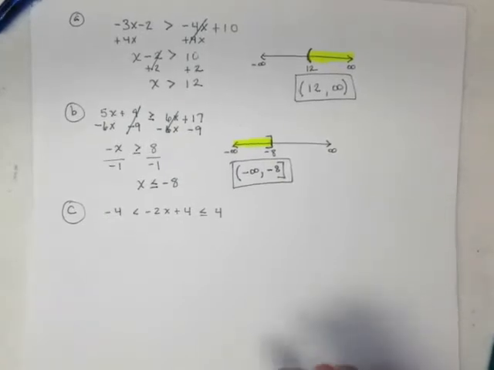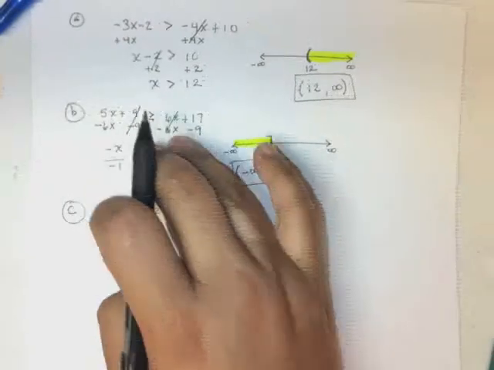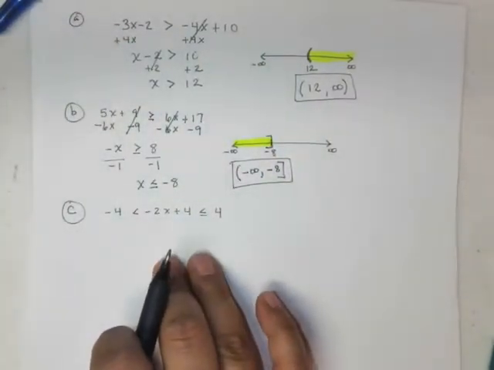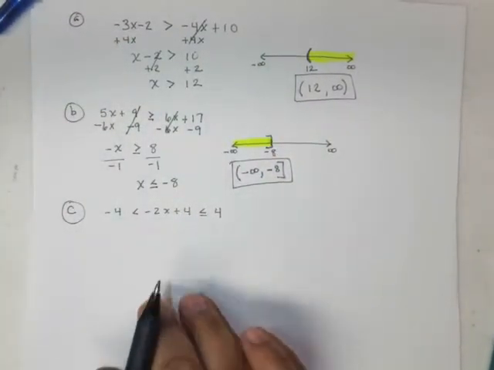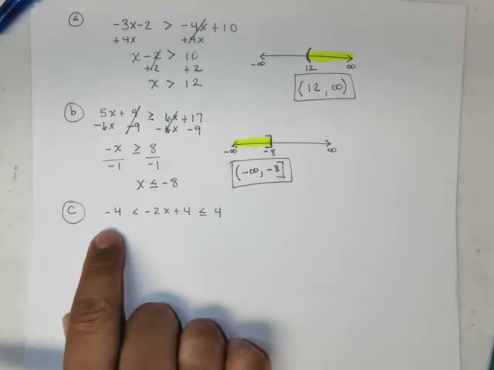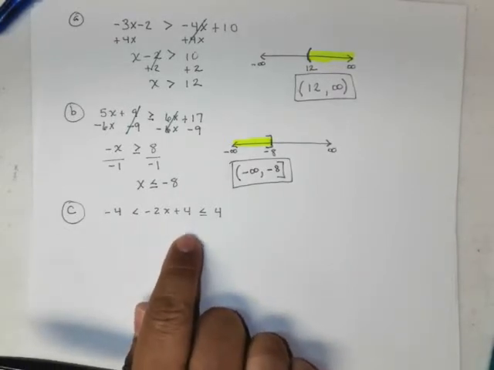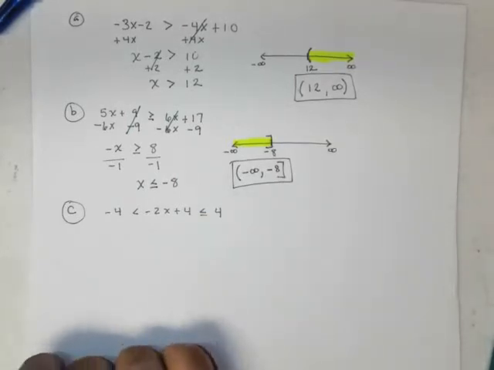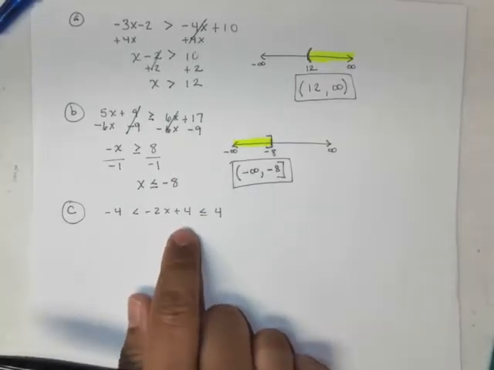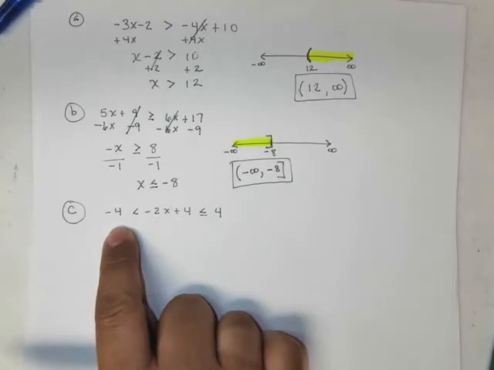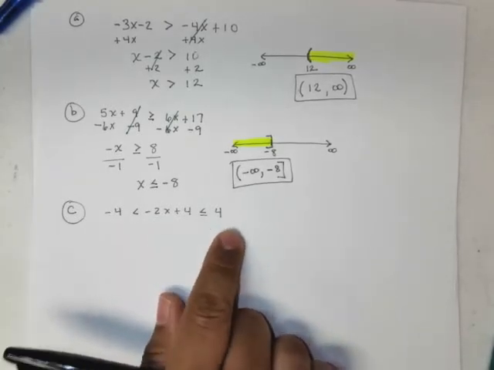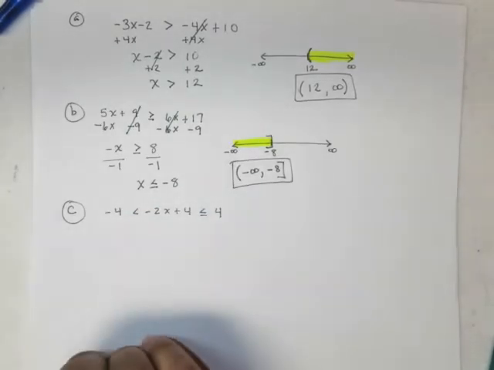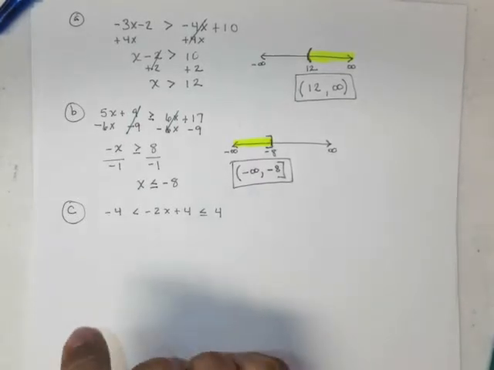Okay, and now what we're going to do is combine everything that we've learned in these two examples and work on a compound inequality. But as you'll see, it's actually quite simple. So here we have negative 4 is less than negative 2x plus 4, which is less than or equal to 4. The other way that you might see it is they might say, well, negative 2x plus 4 is greater than negative 4, but it is less than or equal to 4. Doesn't matter the way you say it. The way that you work it out is the same though.